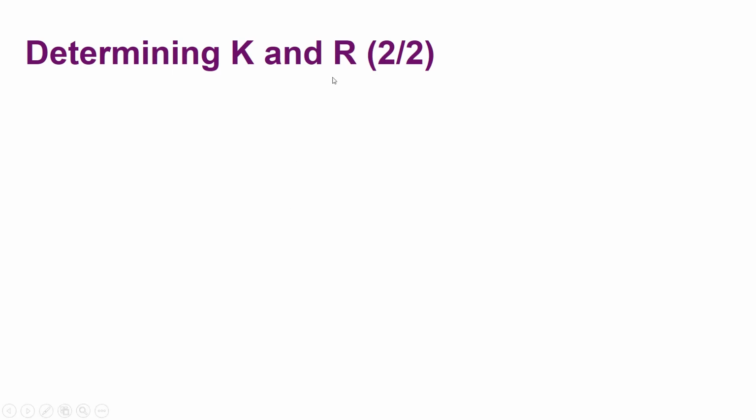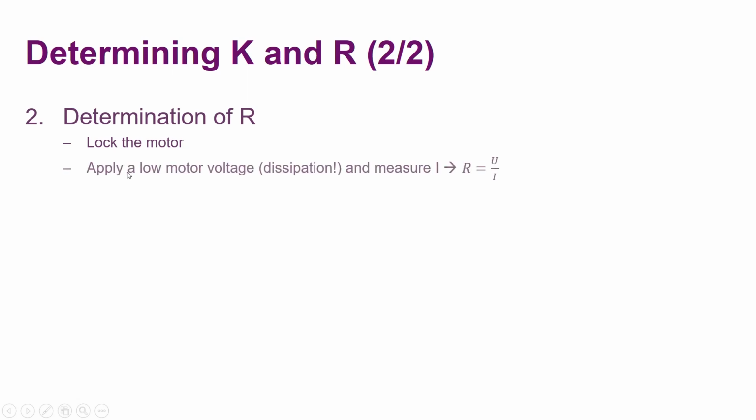Okay, there is another way of determining the K and the R, and in that way we first determine the R, and then we determine the K. The determination of R can be done by locking the motor and applying a low motor voltage to that motor.